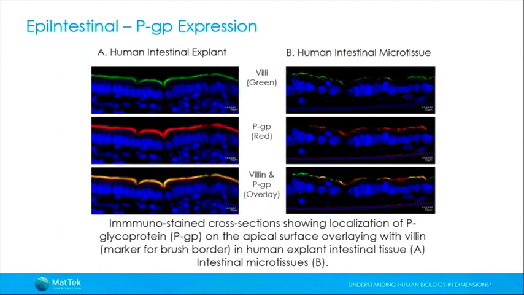What we can see here is villin on the explant tissue, and on the second panel, you can see P-glycoprotein expressed on the apical surface, and then the overlay on the bottom, you can see the overlay of P-glycoprotein and villin. So meaning the P-glycoprotein is located on the apical surface. And on the right-hand side, we have the human intestinal tissue models that we developed, and they have exactly similar localization of the P-glycoprotein on the brush border location.